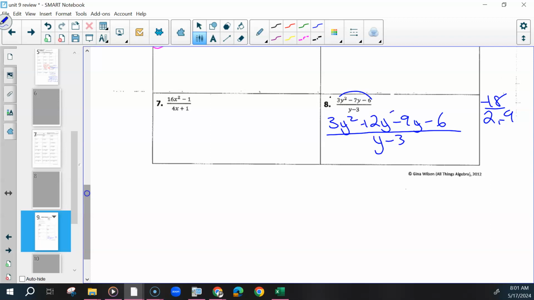And then split that down the middle. What would the GCF of these first two be? Y, just y. Unless you switched it, then it would be 3y. So if I divide y out of my 2, what would be left? 3y plus 2. And then what can we divide out of these two? Negative 3. Leaving 3y plus 2.